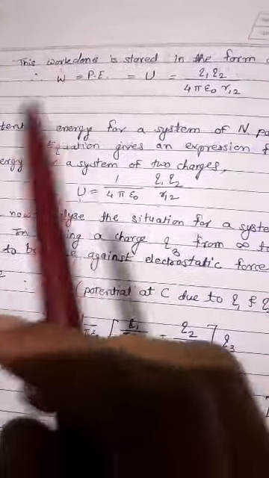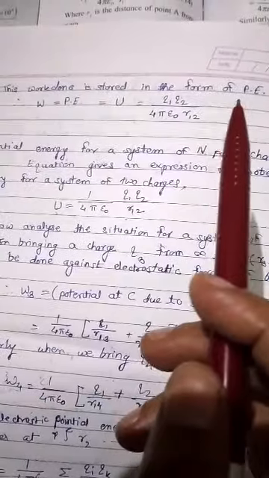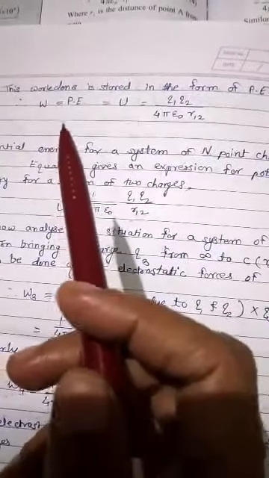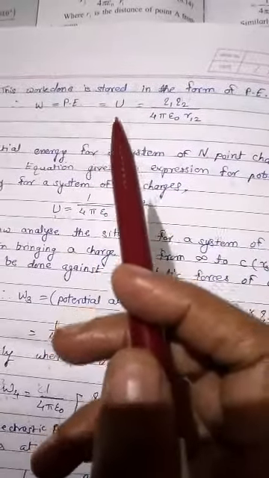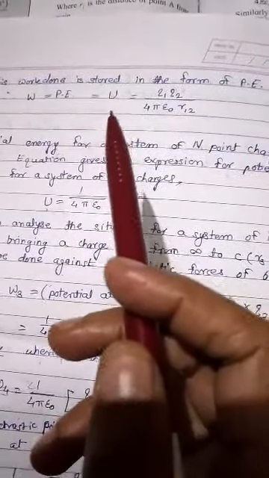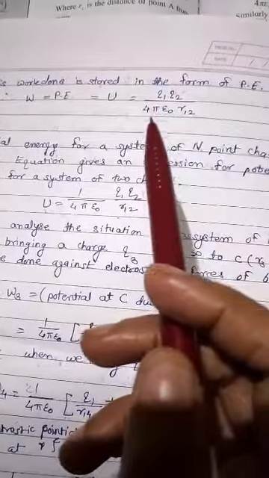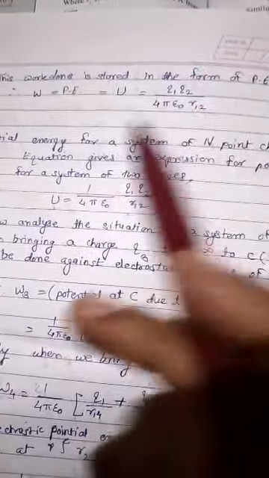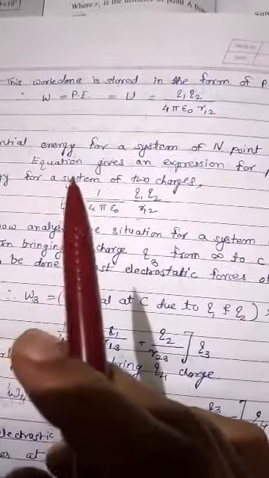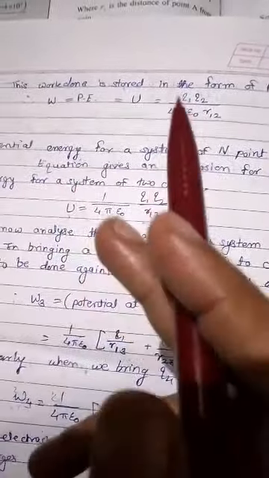This work done is stored in the form of potential energy. So work done is equal to the potential energy, denoted by the symbol U. So U is equal to Q1 Q2 upon 4 pi epsilon naught R12. We get the potential energy for two point charges.